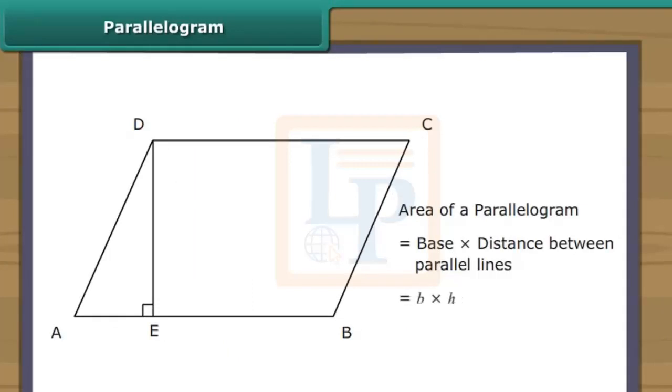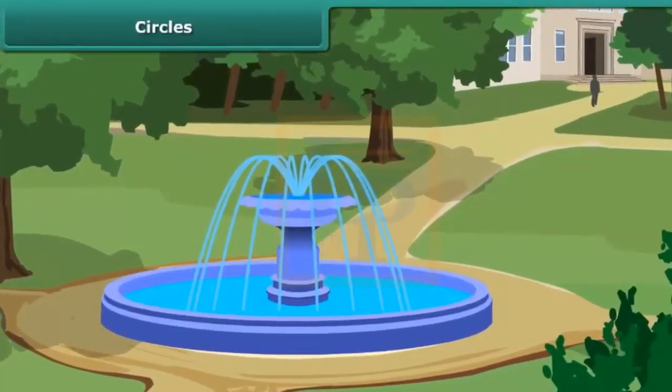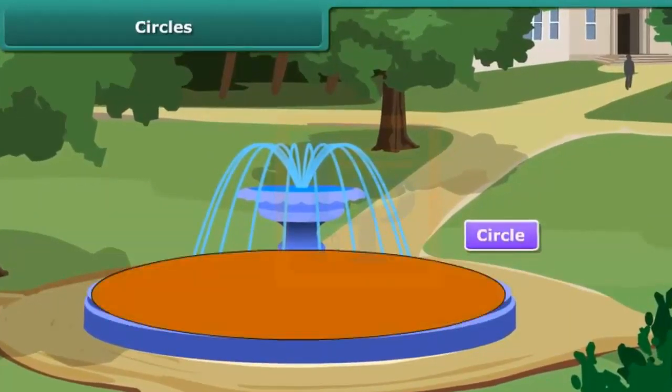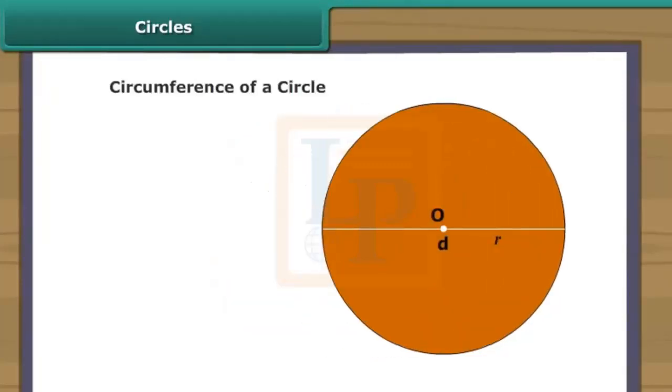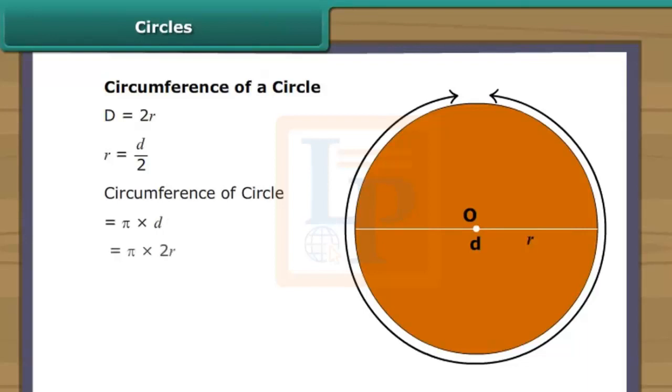Circles. Students, have you noticed the shape of the fountain? The fountain is in the shape of a circle. Can you measure the circumference of the circle? Yes. If you know the radius of the circle, then by using the formula of the circumference of a circle. The circumference of a circle is the distance around a circular region. In other words, the boundary of the circle. The circumference of a circle is the product of a constant called pi and its diameter, or twice the product of pi and the radius of the circle.